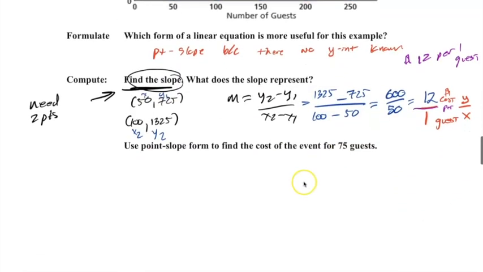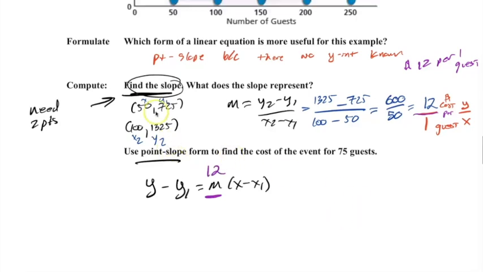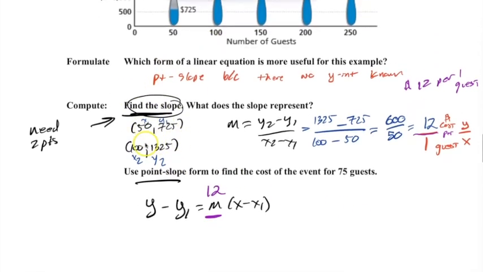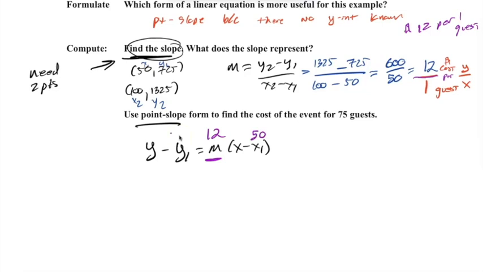Next, use point slope form to find the cost of the event for 75 guests. So how are we going to do that? Well, point slope form is this: y minus y1 equals m(x minus x1). Our m we just figured out is 12. How about our x1, y1? Now remember, we have all these points. Use them. So we'll use 50 and 725. Again, I'm just using that because that's the first one I see. It does not matter which point you use. So y minus 725 equals 12(x minus 50).